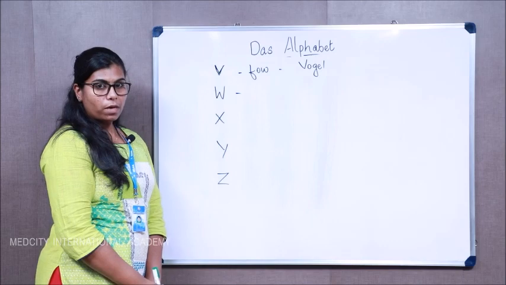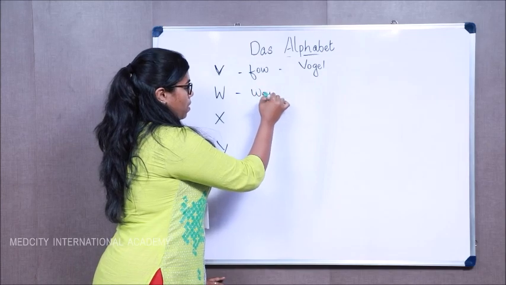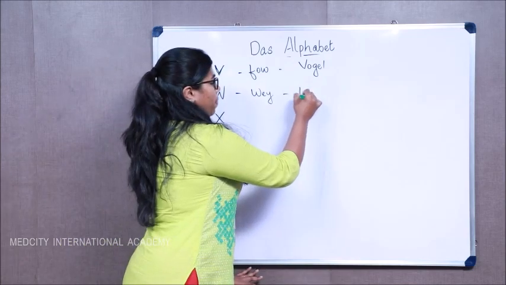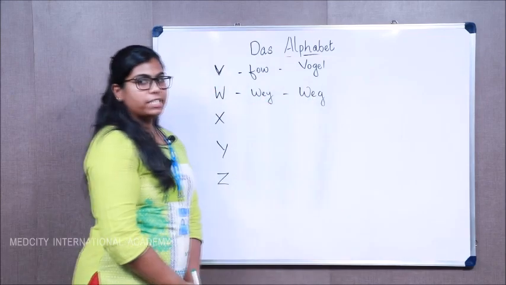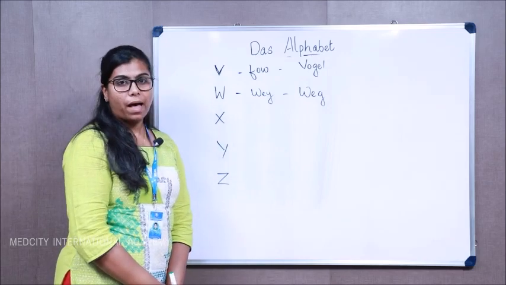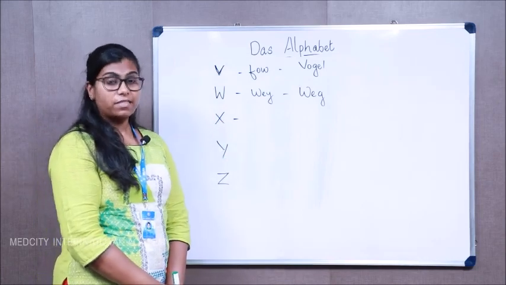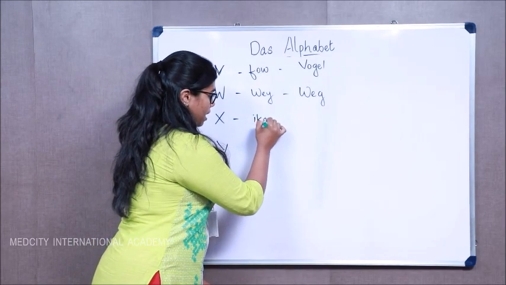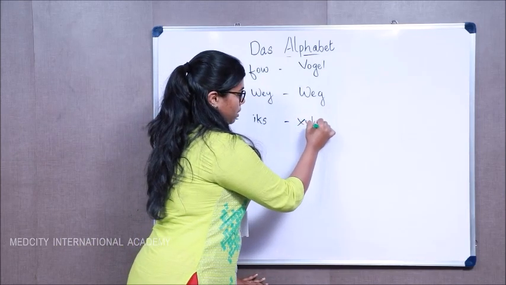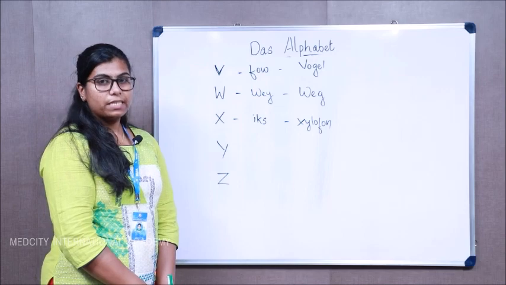Then moving to W, and W in German is pronounced way. For way, we can say Weg. It is pronounced as Weg, meaning path. Then X. X is pronounced as X. For example, we can say xylophone. Xylophone is a musical instrument.